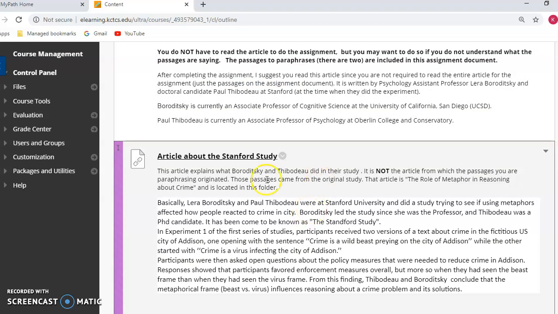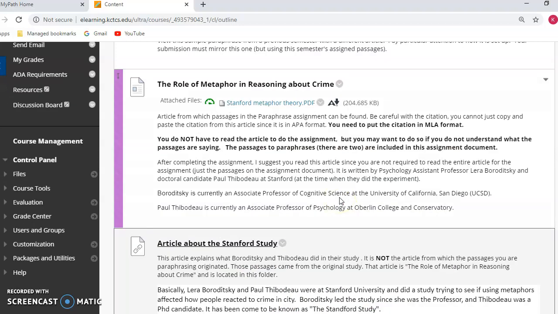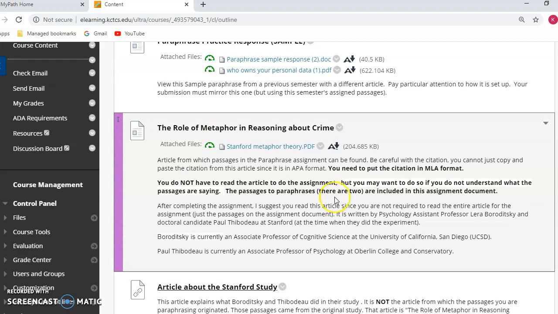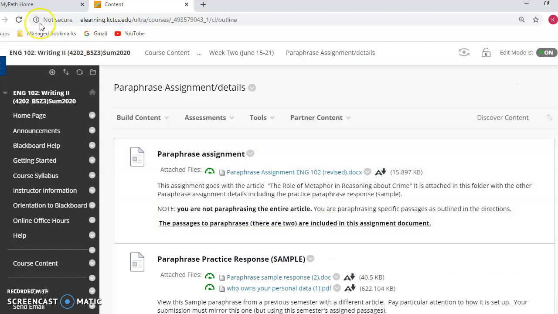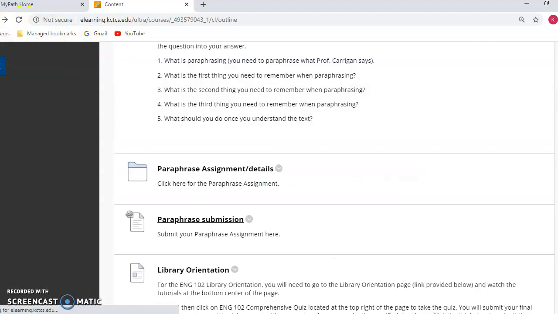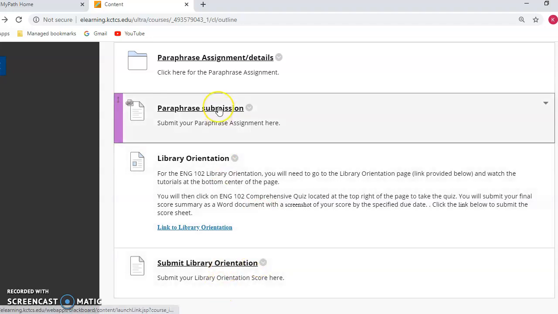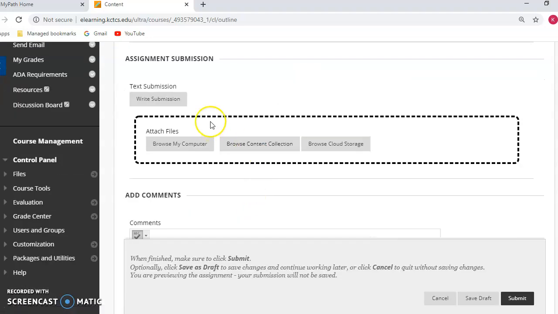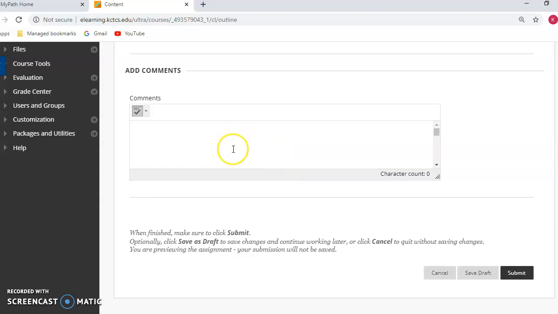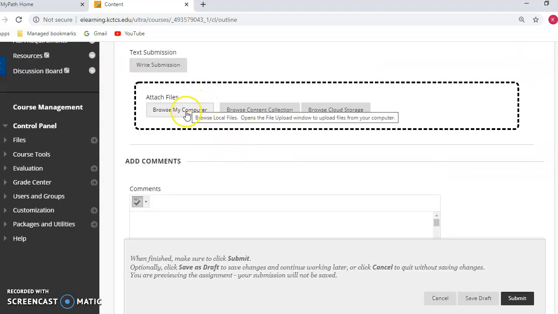Okay. And again, I just gave you some information about the Stanford study. This is really interesting because the study really does relate to our class, in which we're learning to use words to win our arguments. So that's the assignment for this week, and then you will submit it down right here. Make sure you submit it as a Word document instead of writing in the text box here, because I need to see format, so please make sure you submit it as a document.